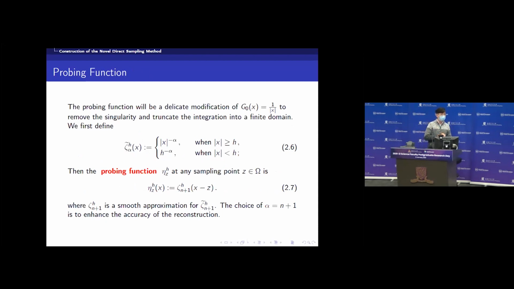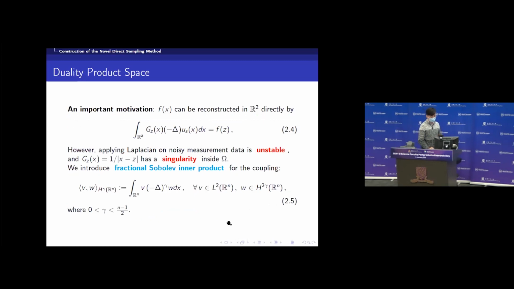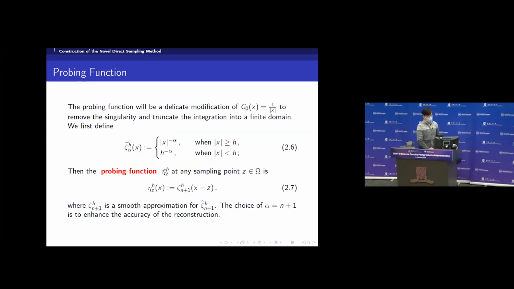However, there is also a problem. You can imagine that if we remove the singularity, the accuracy or sharpness of the reconstruction will be weakened. So in this case, we choose a larger exponent for the probing function, because originally the exponent is only 1. Here we choose the exponent to be n plus 1. This is a way to improve the sharpness or accuracy of the reconstruction. Now this family is simply the probing function that we choose.